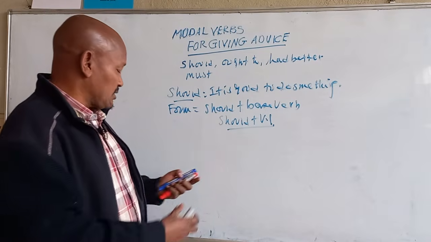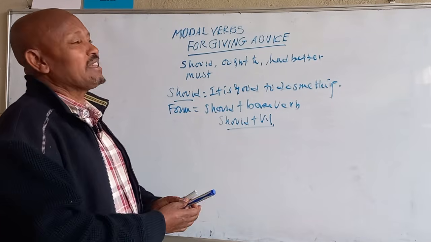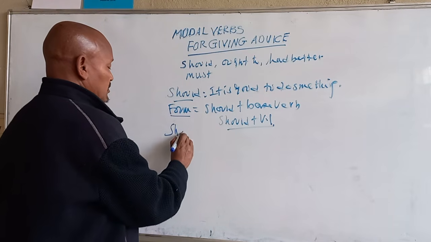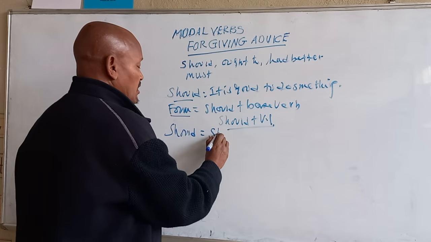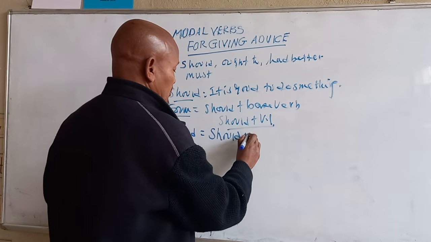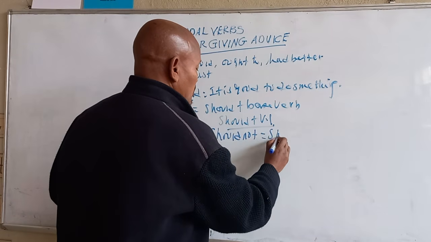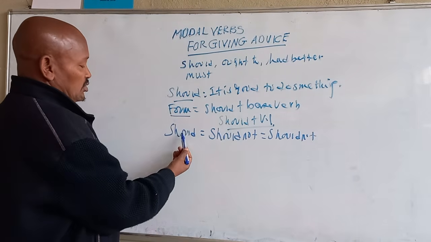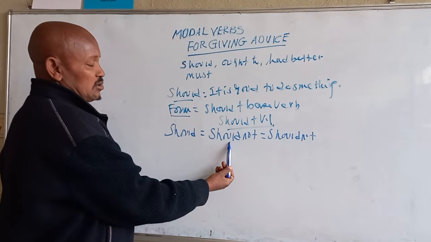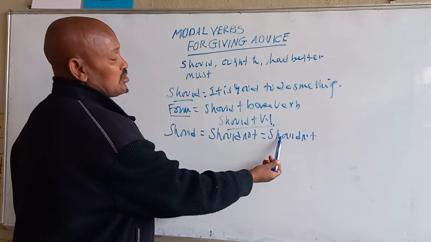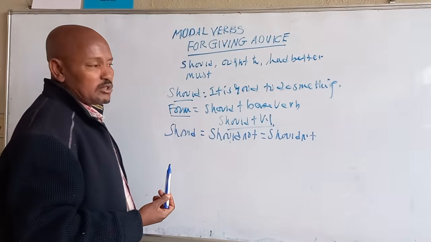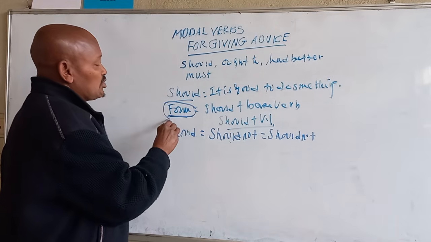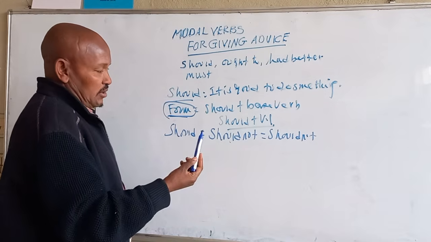So let me give you examples of how we use should in giving advice. Look here, this is should, which is positive, and the negative form of should is should not, the long form, or shouldn't, the contracted or reduced form. This is the structure and the forms of using should in giving advice, all right?